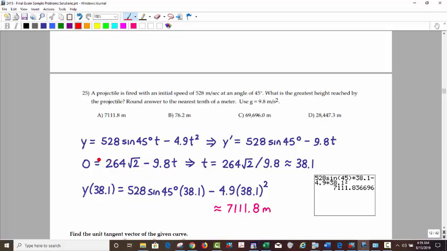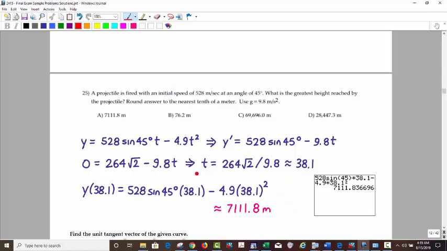So you move the 9.8t over, make it positive, divide both sides by 9.8. So 264 divided by the square root of 2. 264 times the square root of 2 divided by 9.8 will be 38.1. That's the time it takes for it to get to its maximum height.